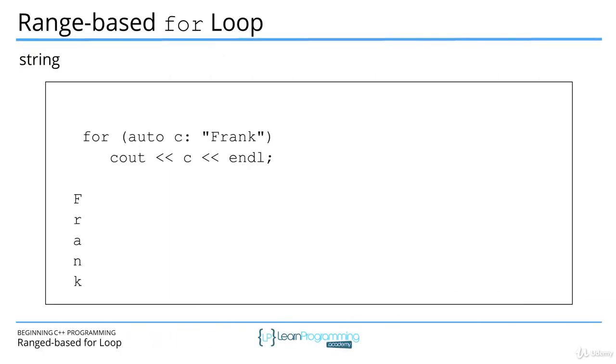In this last example, we can use the range-based for loop to iterate over a string, which is a collection of characters. In this case, the string is the literal franc, but it could be a variable. We're going to discuss strings in the next section of the course. Well, that pretty much covers the basics of the range-based for loop. Let's head over to the IDE and see some examples.